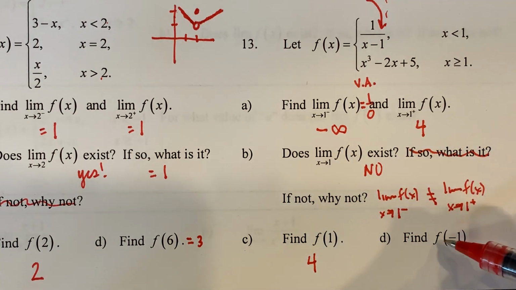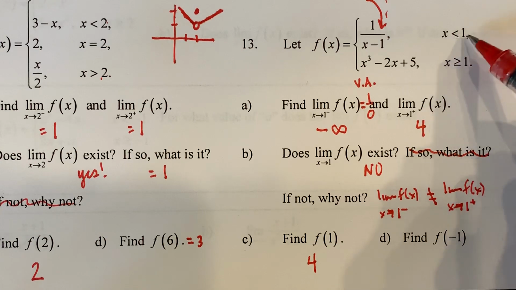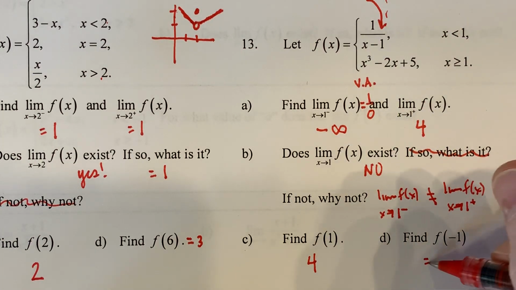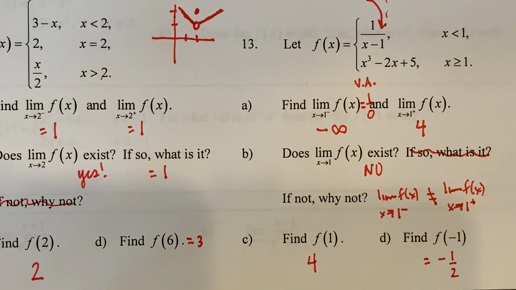And if I ask you for f of negative 1, well, negative 1 is definitely to the left of 1. So I would use this equation. I'd get 1 over negative 2, or negative 1/2. All right, so you should be able to do all the problems that are left on this with a couple of exceptions. So for these exceptions, I want to give you a couple little strategies.